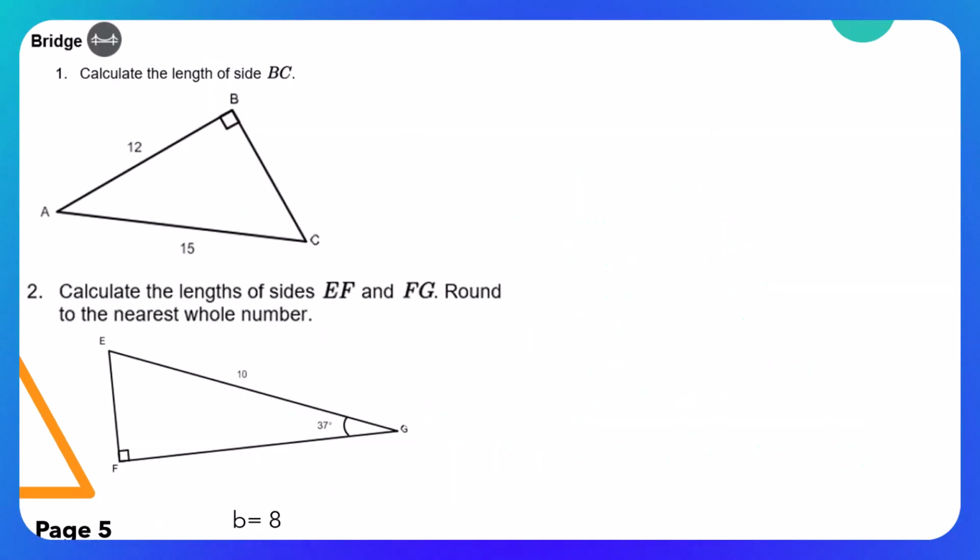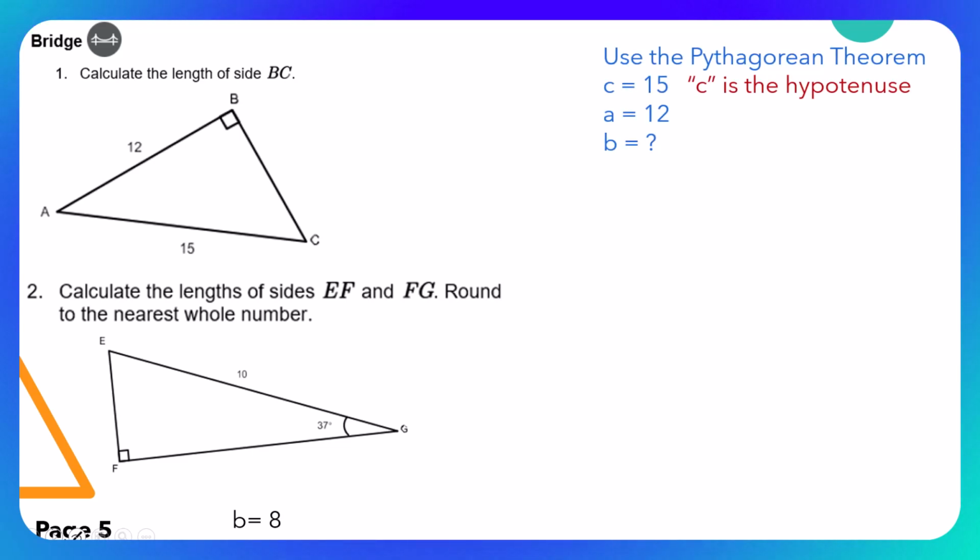All right, we're asked to calculate the length of side BC. So this is a bridge. We should already know the Pythagorean theorem. A squared plus B squared equals C squared. So highlight or label what you know. The shorter sides are going to be the legs. The legs are what makes up the right angle. So we already have one of the legs.